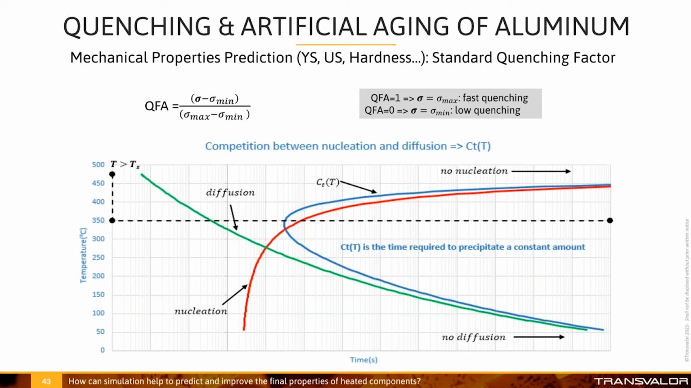To model quenching of aluminium alloy, we integrate a phenomenological model. Thanks to this phenomenological model, we will compute the QFA factor, the quenching efficiency factor, computed by the following formula. If the quenching efficiency factor is equal to 1, it means we have a fast quenching. And if it decreases towards 0, we have a low quenching.